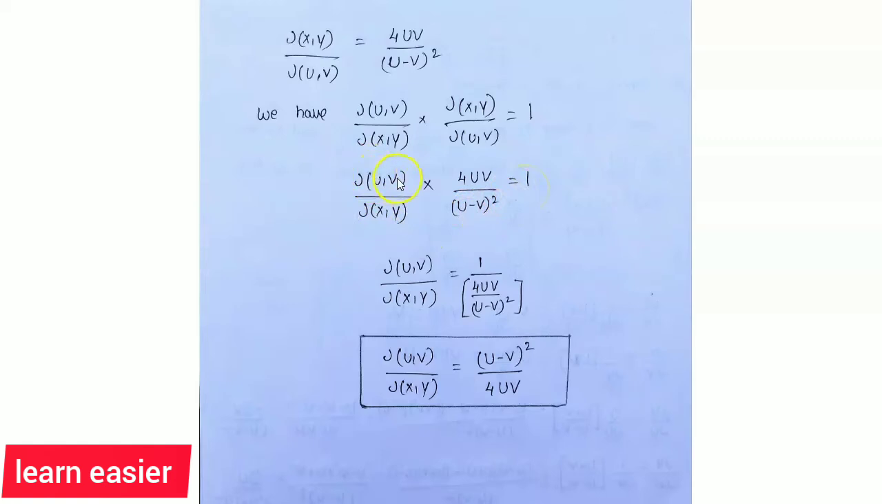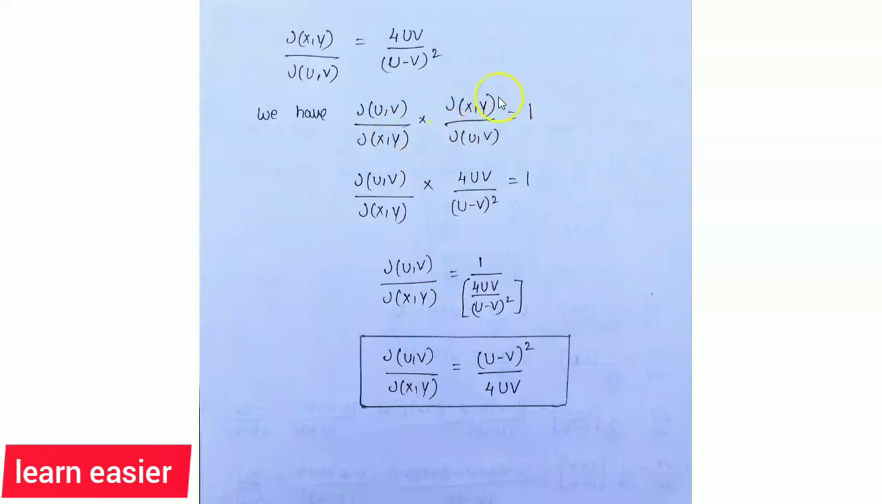So for finding dou of u comma v by dou of x comma y, take this term to this side. So we got 1 by 4uv by u minus v whole square. So here we have u minus v whole square in denominator. By taking these to numerator, we got dou of u comma v by dou of x comma y equals to u minus v whole square by 4 into uv. So we got the dou of u comma v by dou of x comma y by taking the property J into J dash is equal to 1.